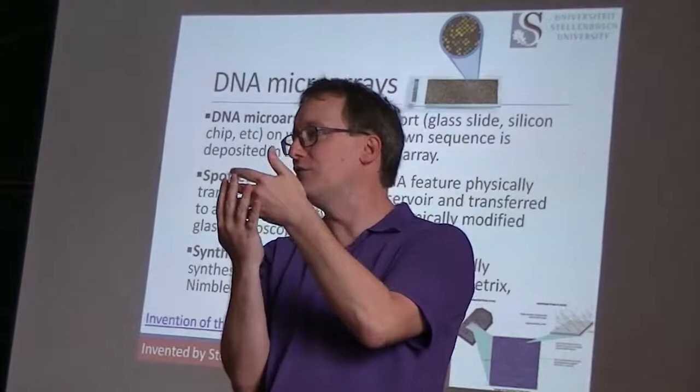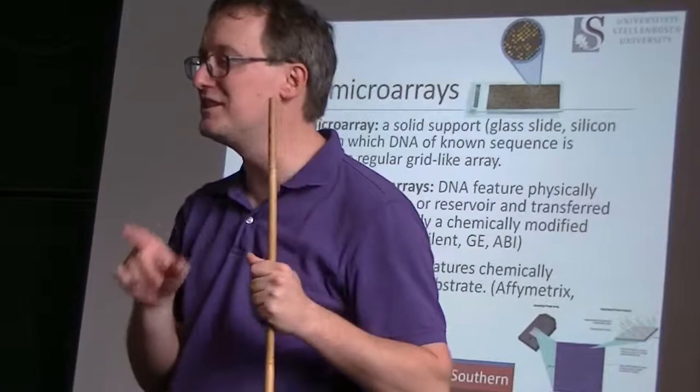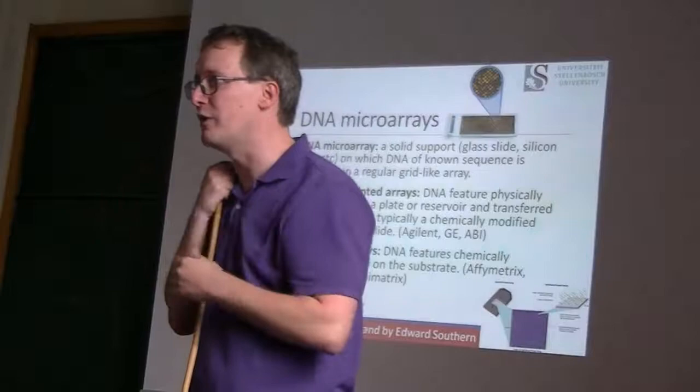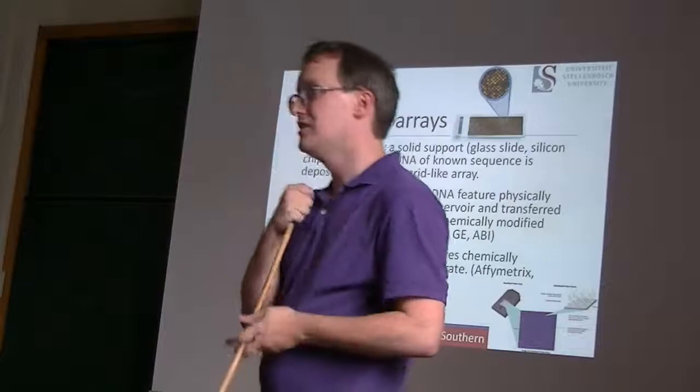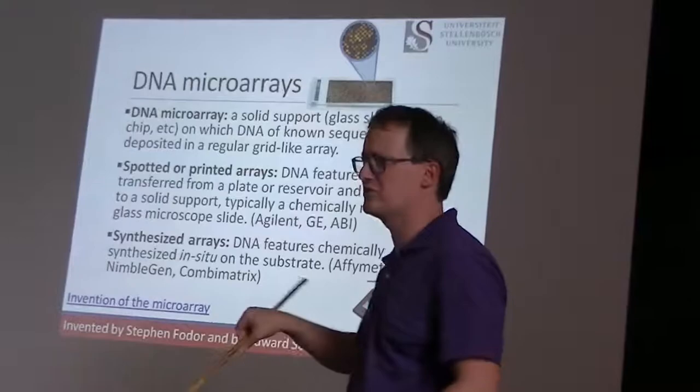But wait, how does the DNA get onto this Cartesian grid, onto this regular array of positions? That is where the distinction grows between spotted and synthesized arrays. So here we see spotted or printed arrays, that's another name that we use for it, and synthesized arrays.